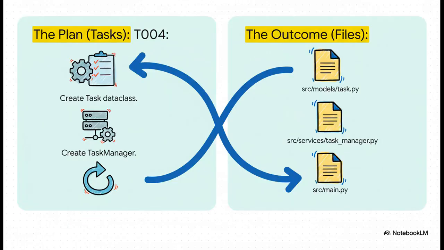And here's where the magic really happens. You can see the direct link between the plan and the final code. A task on the left, like T004, directly leads to a file being created on the right. It's a perfect one-to-one relationship. There's no mystery about where the code came from. It's completely traceable all the way back to the original plan.